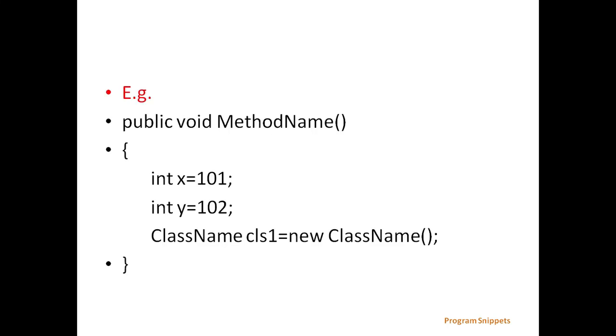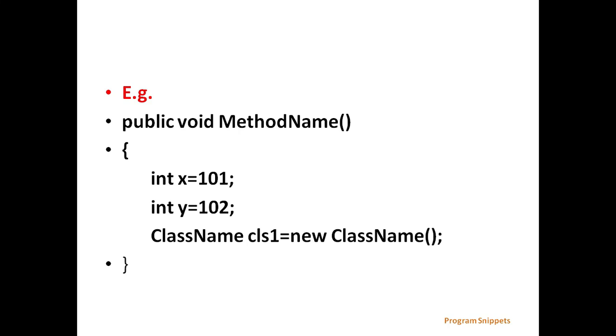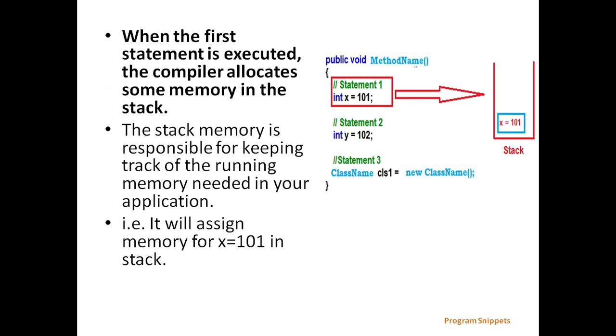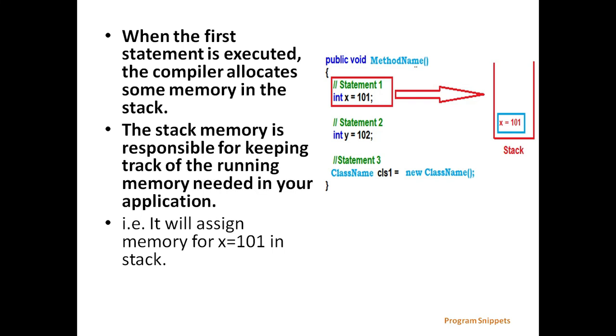For example, here we have defined a method with two integer variables, x equals 101 and y equals 102, and we have created the object for the class ClassName. When the first statement is executed, the compiler allocates some memory in the stack. The stack memory is responsible for keeping track of the running memory needed in your application. That is, first it will assign memory for x equal to 101 in the stack.